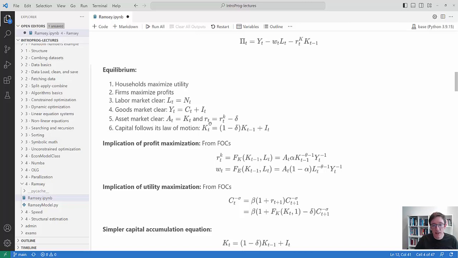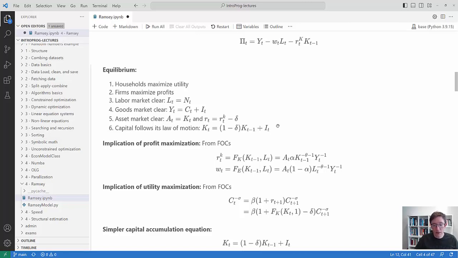And here we have that the rate that the households earn as an interest rate on their savings, that's the rental rate on capital minus the depreciation rate of capital. And finally, capital will follow a law of motion where capital today is capital tomorrow with some discounting plus investment.